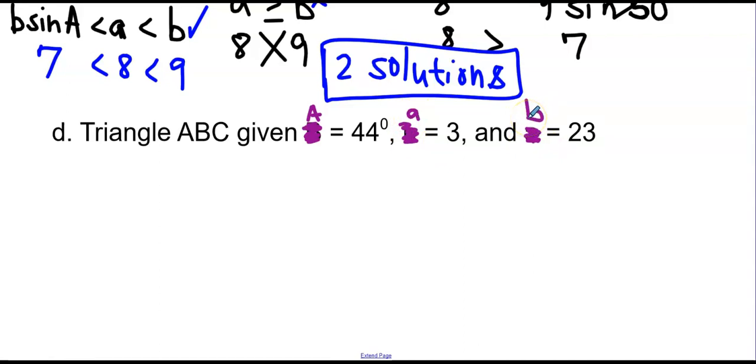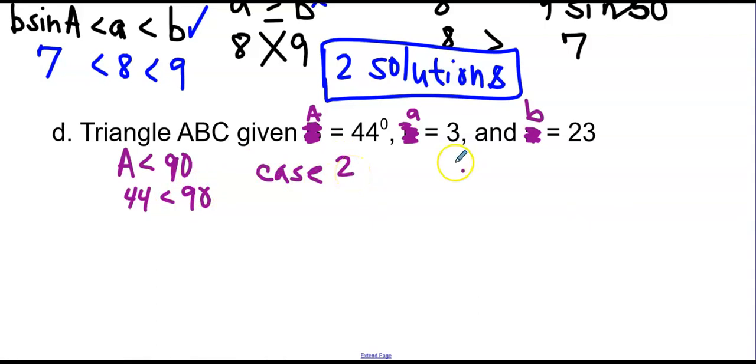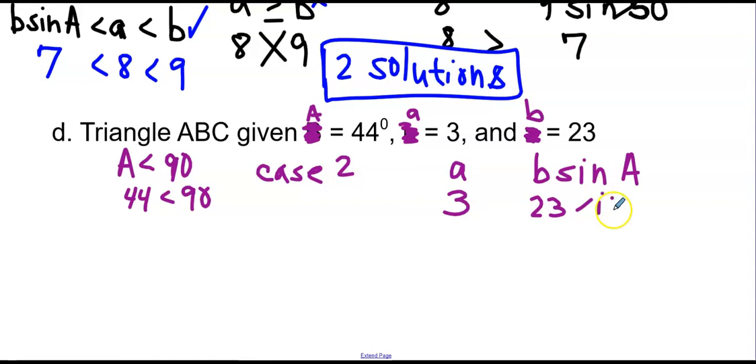All right. So with this part, we're going to take a look at what's happening. We're going to say A is going to be less than 90. That's 44 is less than 90 degrees. So this is still case 2. And then we're going to look at A and B sine of A again. A is 3. Then we have 23 sine of 44, which is 16. And then we're going to say 3 is less than 16. Because it is, that means we have no solution this time. That's the one that says 0 solutions.